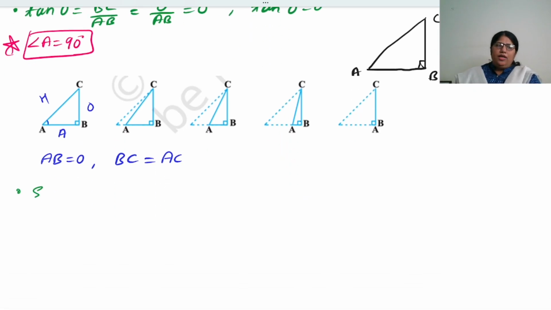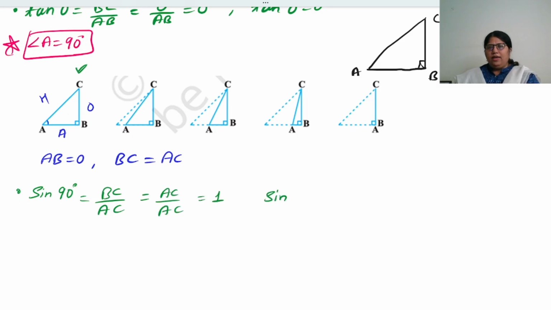Here the first one, if I am taking sine 90. So just check the first triangle, you will understand. Sine 90 is opposite by hypotenuse. Opposite BC length is equal to AC. So AC by AC is 1. So sine 90 degrees is 1, right?